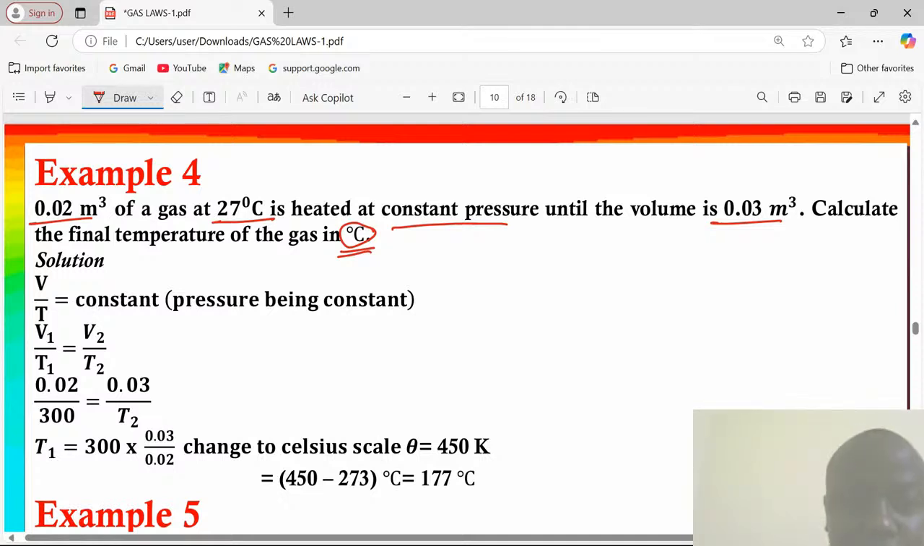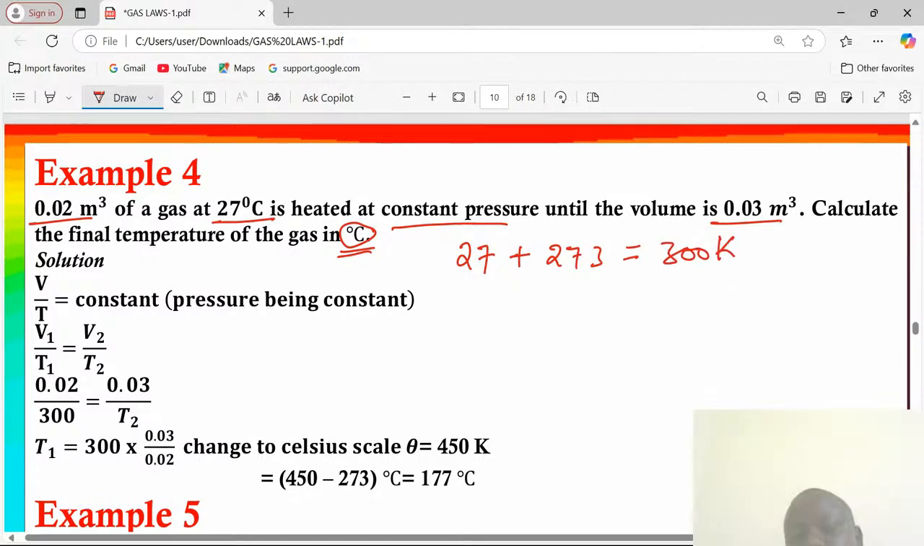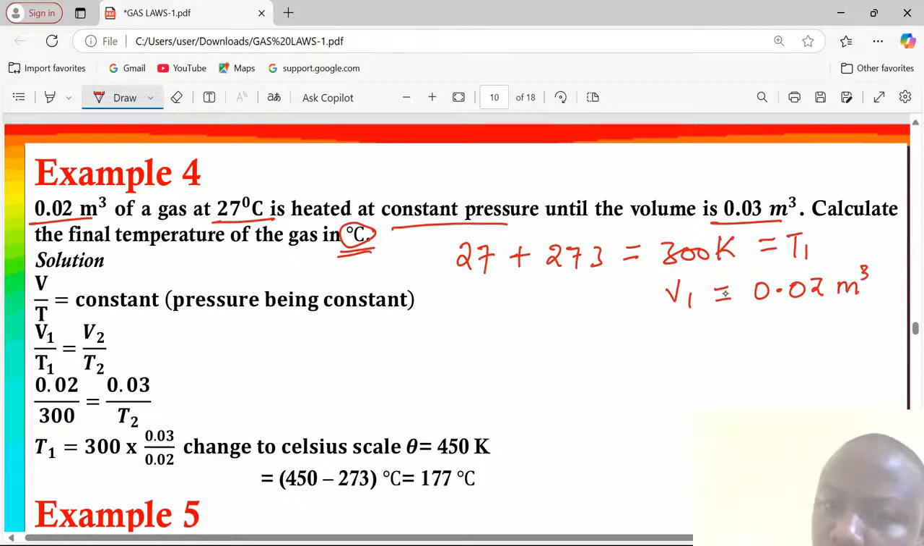Look at this. 27, we need to add 273 so that we get 300 Kelvin. Because to convert temperature to the Kelvin scale from the degrees Celsius scale, we just add 273. For this case, now we are getting 300. In case we are converting from the Kelvin scale to degrees Celsius, we need to subtract 273. Therefore, we now have this as our temperature 1. Then what is the volume 1? Volume 1 is 0.02 cubic meter. What about volume 2?